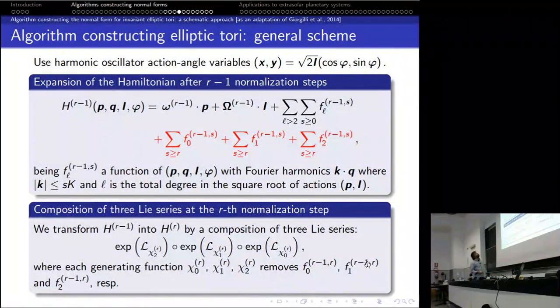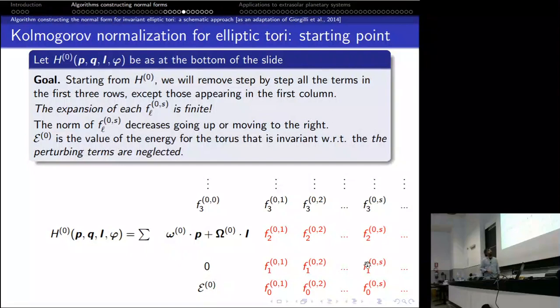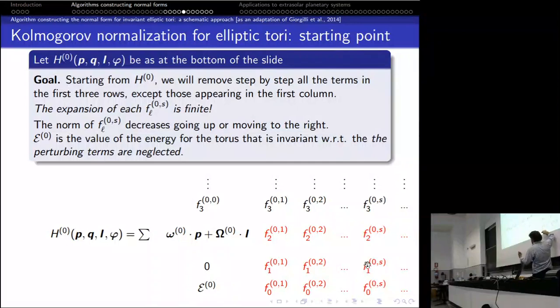Well, and how to do that? How to try to prove this theorem? You do the same kind of normalization. Remember that before, a single normalization step according to Kolmogorov was made by two canonical transformations. Now we do that by three canonical transformations. And why? Because you want to remove now terms that are in the first three rows. You want to remove terms that do not depend on actions, that depend on the square root of actions, and that depend on the square root of actions to the power 2.